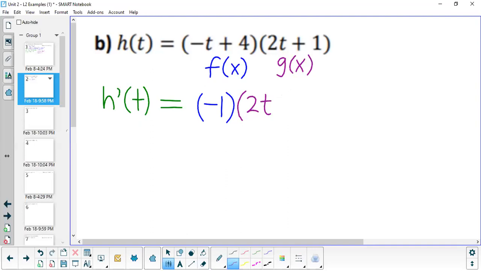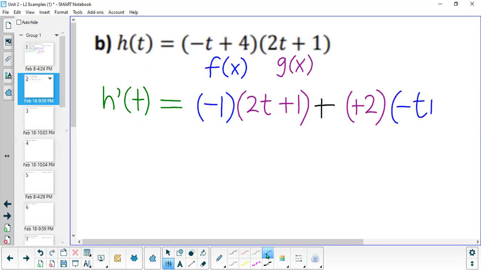Try that again, 2t plus 1. Changing colors to show you that this is a sum. Product rule is always a sum. And now I'm going to take the derivative of the second function, which would be positive 2. And I'm multiplying that by my original first function, negative 2t plus 4.